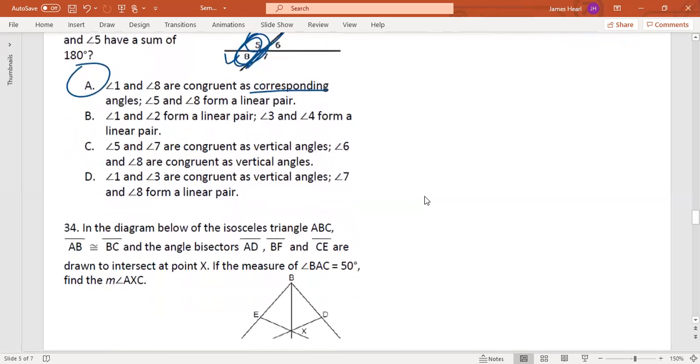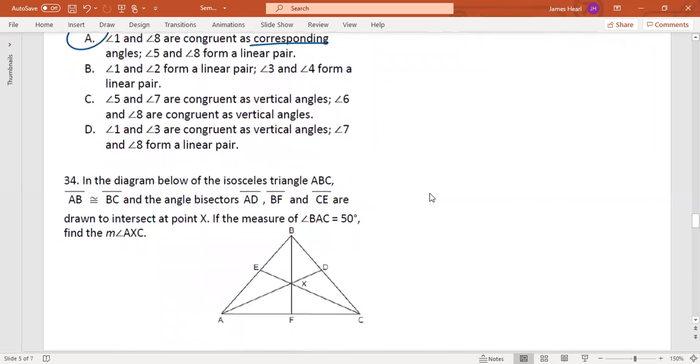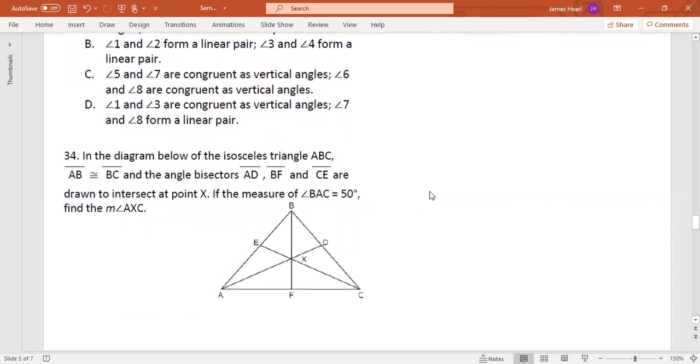See, for 34, we're given this isosceles triangle, and we're told that AB and BC match up, and that you have the angle bisectors drawn in as well, meeting at point X. So angle BAC, this whole entire thing, is 50 degrees. You're asked to figure out the measurement of AXC. This portion right here is what we don't know. So let's focus on it.